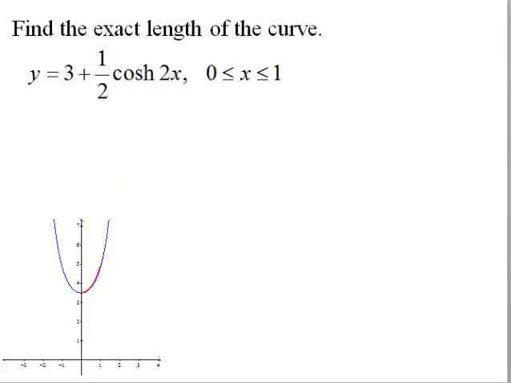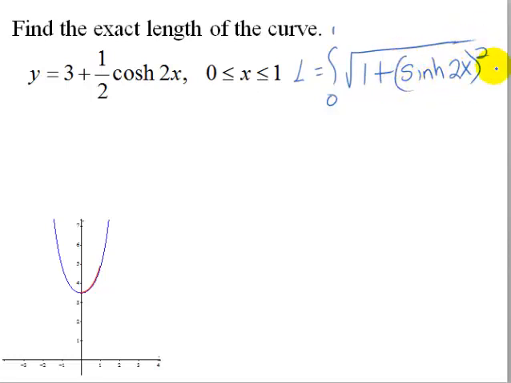So using our formula for the length of a curve, we know that length, we're going to integrate between 0 and 1. We have the square root of 1 plus, we need the derivative of this. The derivative of 3 is 0. The derivative of the hyperbolic cosine is the hyperbolic sine, but we have 2x, so the chain rule will apply. So it's going to end up being the hyperbolic sine of 2x, and then we need that derivative squared dx, because we had this 1/2 out in front, but we generate a 2 from the chain rule, and those will cancel.